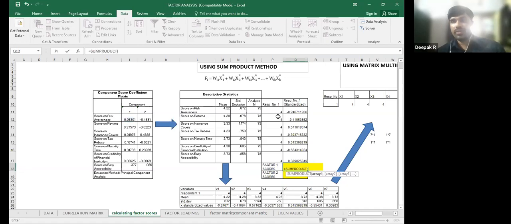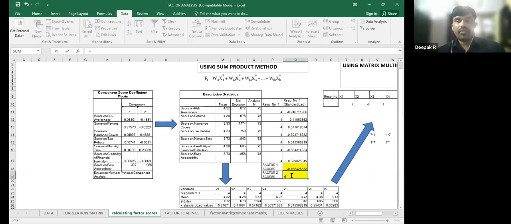If I go for SUMPRODUCT, I will take the weights which have been given for the first factor, comma, and the standardized values for the first factor for the first respondent. Now if I press enter, you will notice that you have got the same value that is shown in SPSS also. This is nothing but minus 0.16.